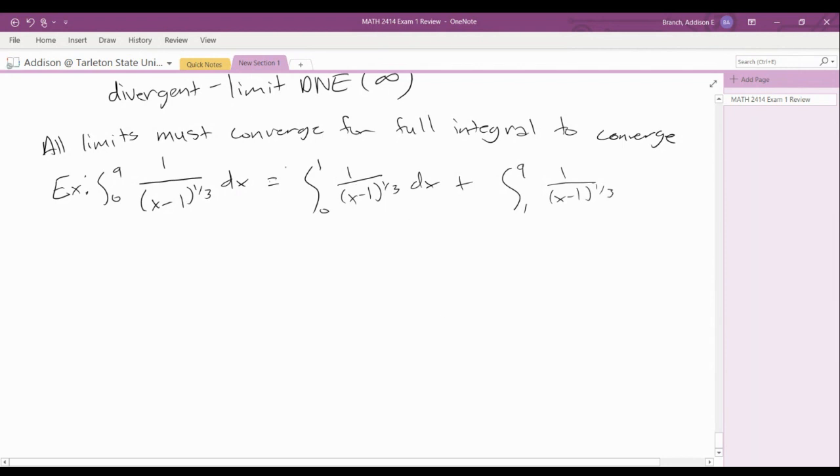And then, of course, we can say we're taking the limit. We can say from here as t approaches 1 from the negative, and the limit over here as t approaches 1 from the positive.